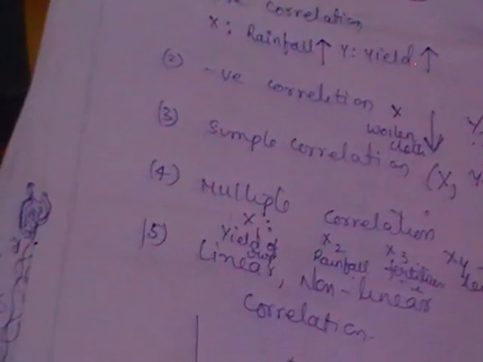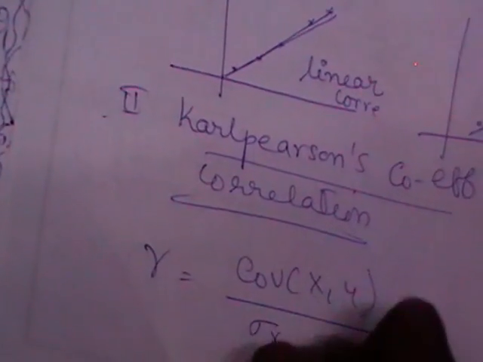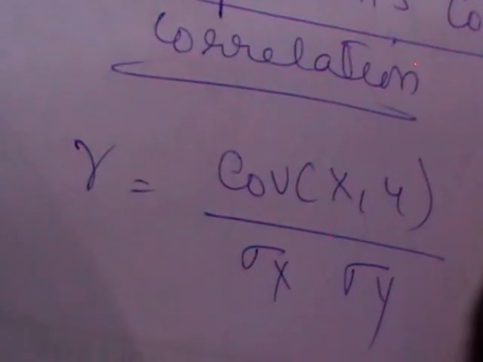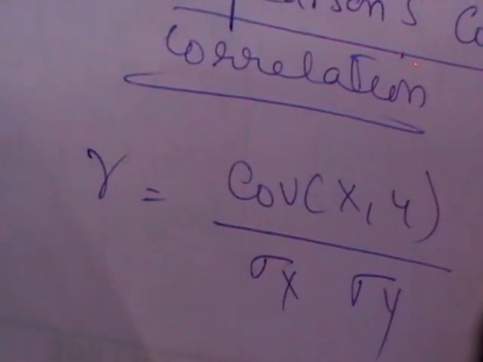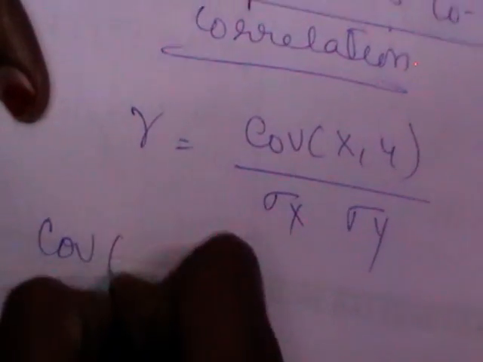We have discussed that there are two measures of correlation. Those are the scatter diagram, which we have already discussed, and the second method of measuring it, Karl Pearson's coefficient of correlation. Karl Pearson's coefficient of correlation, which we indicate with small r, is given by the covariance of x, y divided by the standard deviation of x into the standard deviation of y. This is the formula for r.